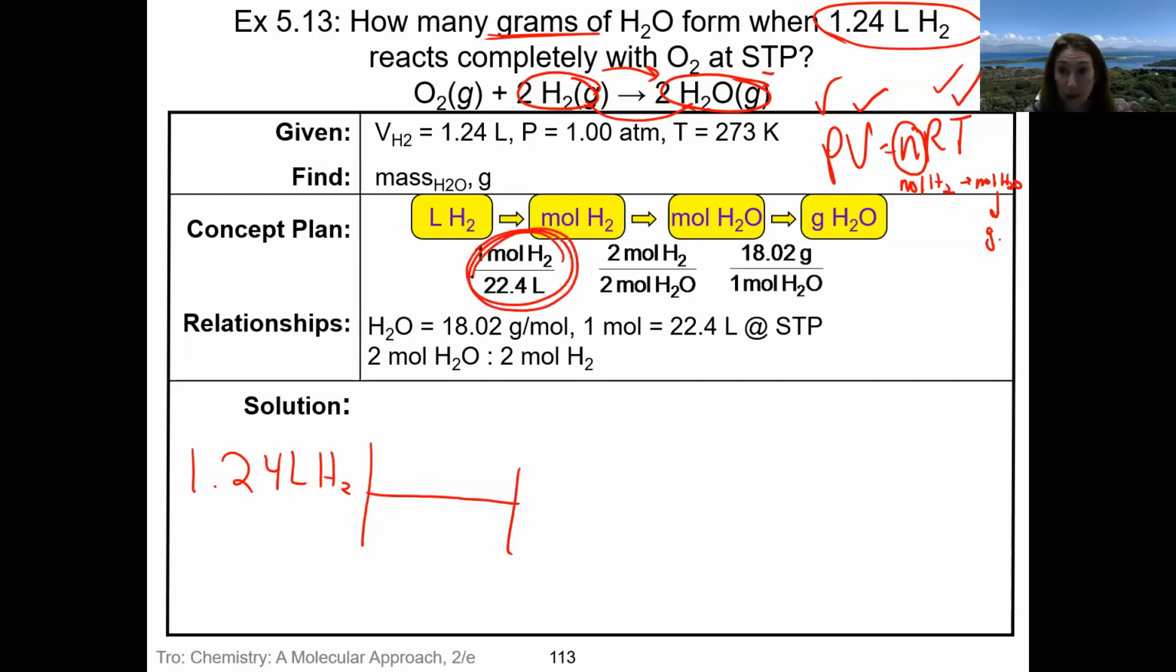Wonderful, nice, lovely. 1 mole of hydrogen is 22.4 liters. That's our little shortcut, only because it's at STP. And then we can just do our mole ratio, right?